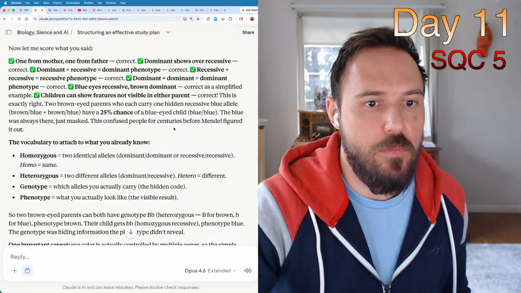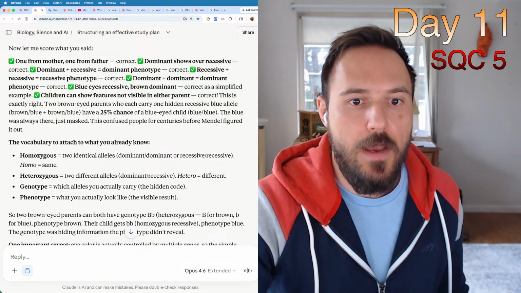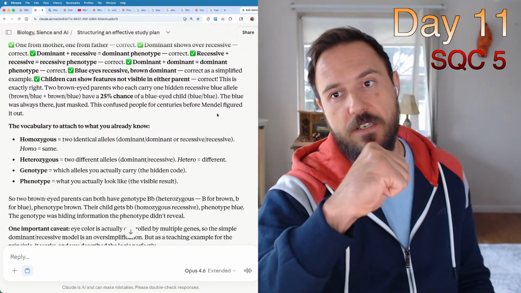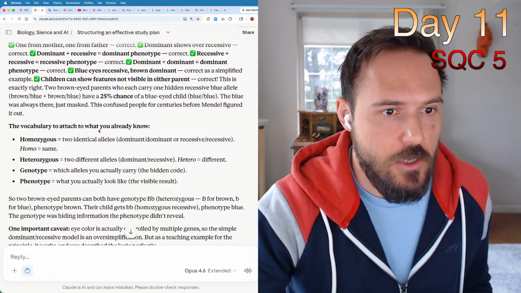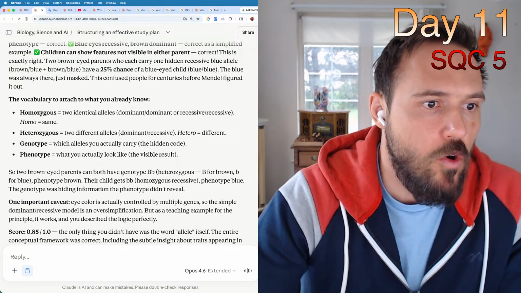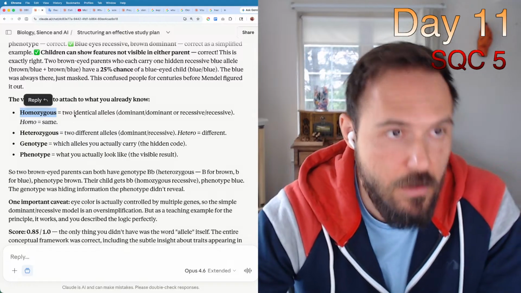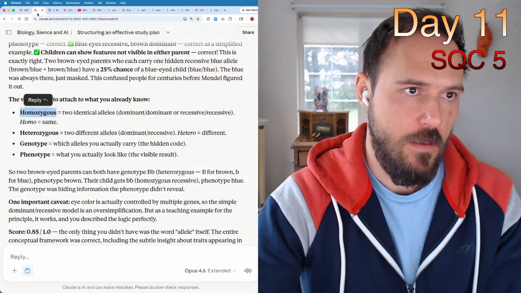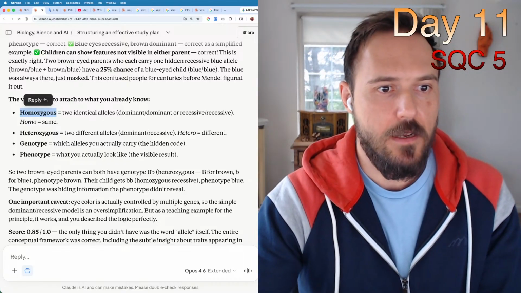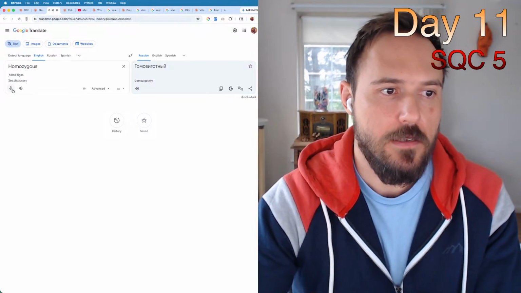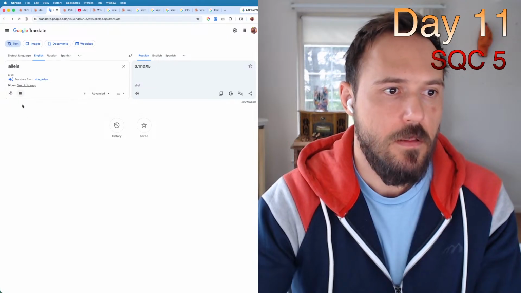This confused people for centuries before Mendel figured it out. Now the vocabulary to attach to what you already know. Homozygous, two identical alleles. I feel like I'm learning a new language. Homozygous. Two identical. Okay. Homozygous. It's two identical alleles.